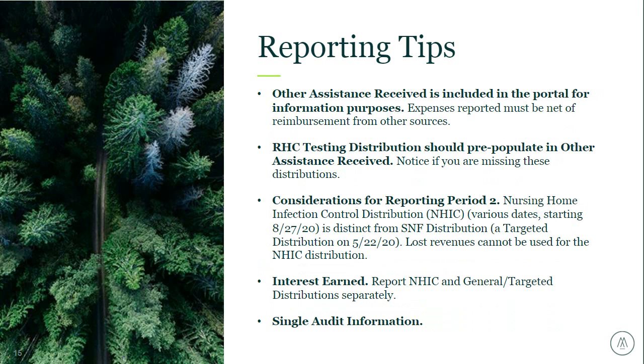So, more reporting tips. You'll also find there's an other assistance received section in this portal, and it's really for information purposes. This is where they're collecting information about, did you get a PPP loan from the SBA? Have you received FEMA funding? In a lot of cases, we have entities that have gotten pass-through funding from their county, or maybe pass-through from a tribe, that was coronavirus relief funds. Those are funds that come from the Department of Treasury.